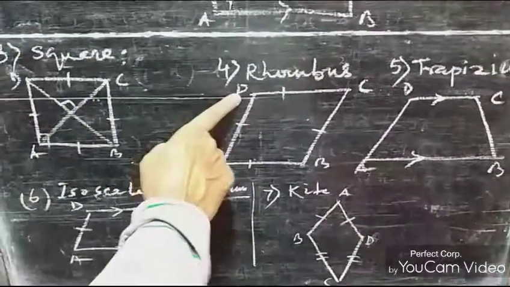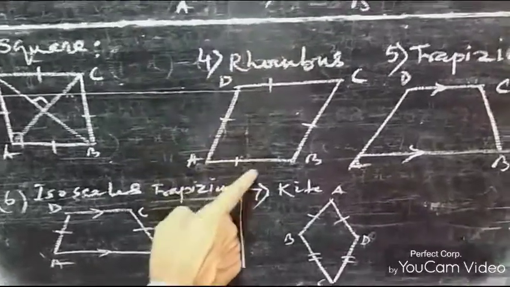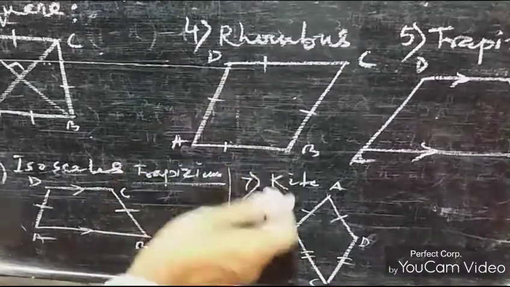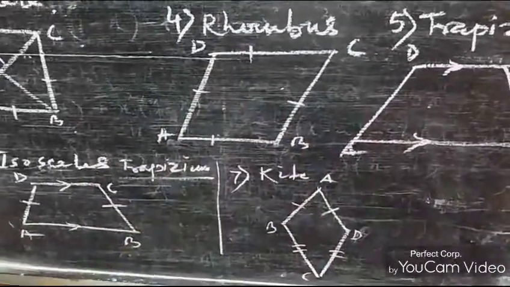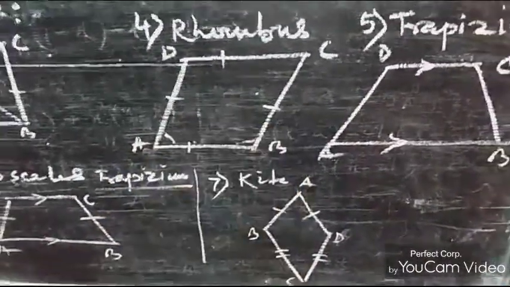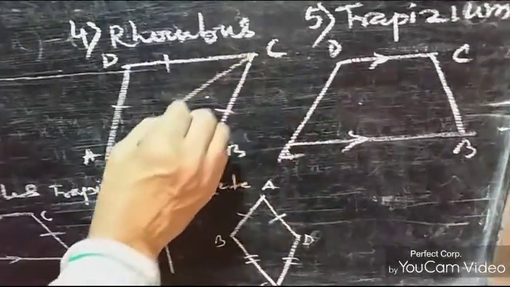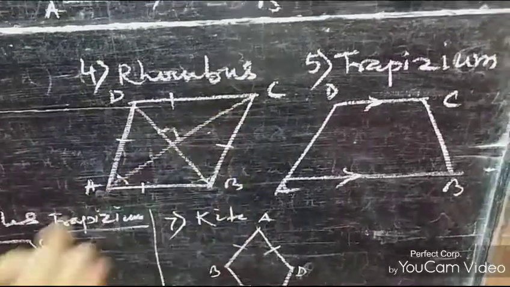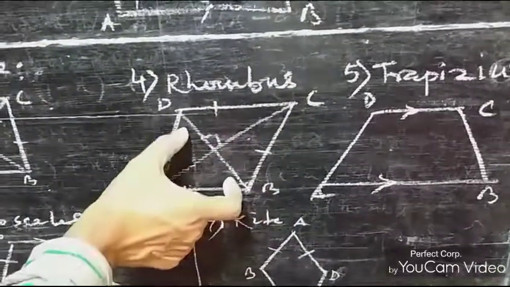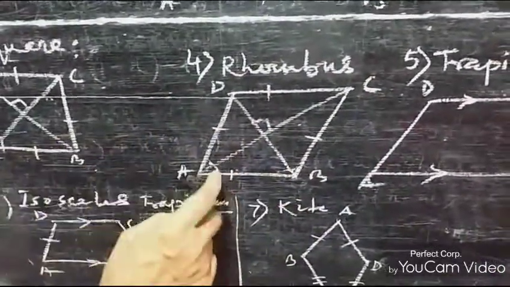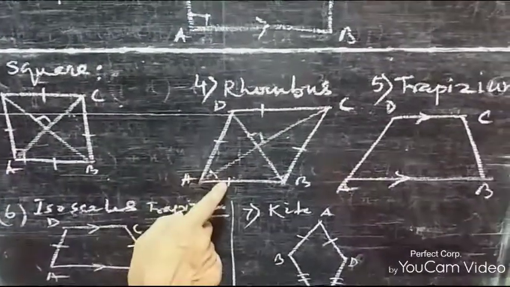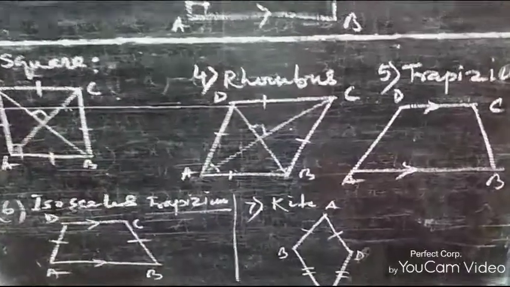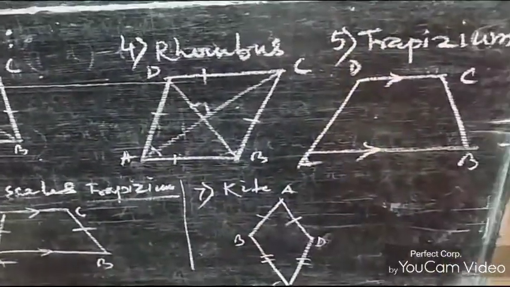And then what is a rhombus? This is also a parallelogram, opposite sides are parallel and all sides are equal, but no angle is 90 degrees. But its diagonals bisect each other at 90 degrees, but they are not equal, that is AC not equal to BD. This is the difference between these two: in the square the angle is 90 degrees and the diagonals are equal, while here the angle is not 90 degrees and the diagonals are not equal.